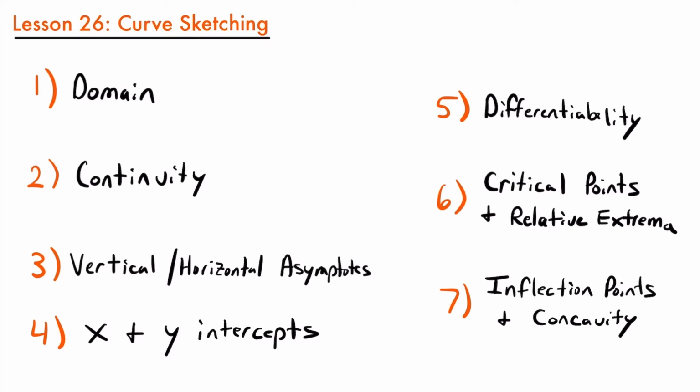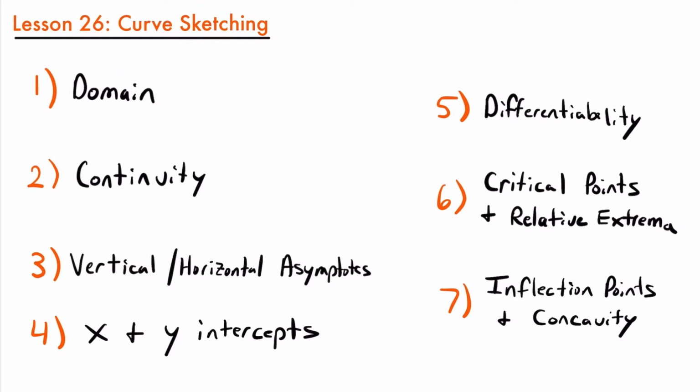And so when you're getting ready to sketch a curve, you want to make note of the domain. You want to know where is your function defined, right? What x values is my function defined for? And that's naturally going to lead in discussing continuity, right? Where is your function not defined? Where do you have breaks in the function? Where are there asymptotes? Where are there holes? Those kinds of things, right? So domain and continuity kind of go together.